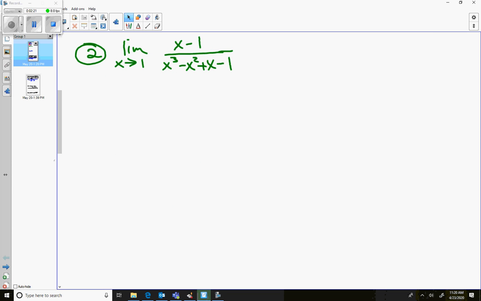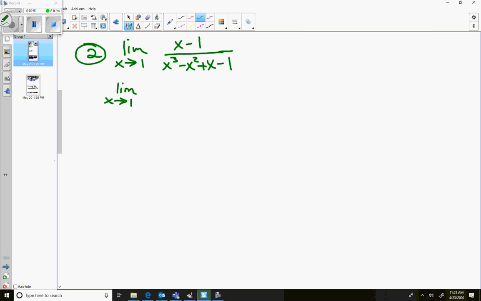Okay, next one. Find the limit as x goes to 1. Well, you look at this, x cubed is 1, x squared is 1, x is 1, but so we end up with 1 minus 1 plus 1 minus 1 in the denominator. And so we get 0 in the denominator. You actually get 0 in the numerator as well. Bottom line, there's an issue. We cannot just plug in 1 for x.